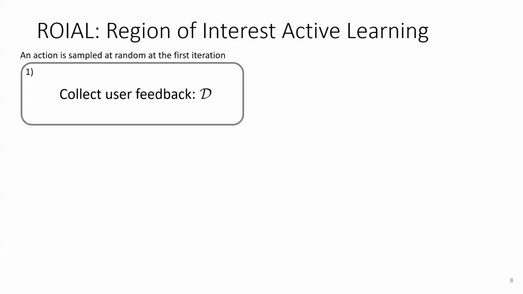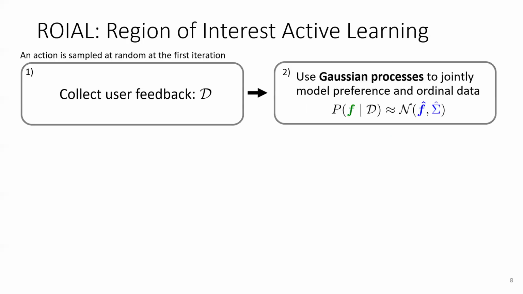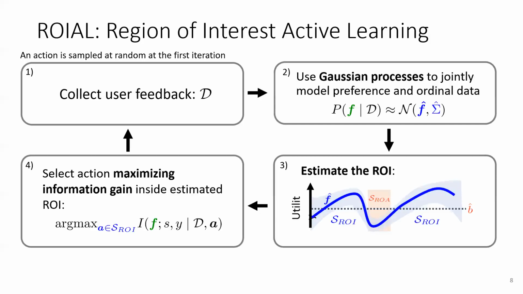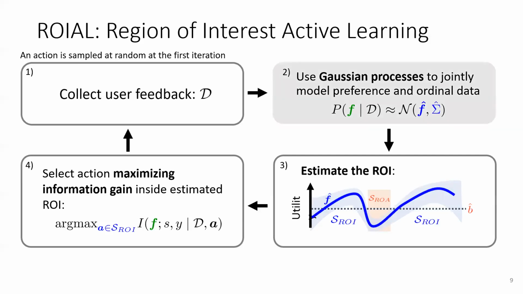At each iteration, we first collect the user feedback on the sampled action. We use a Gaussian process to jointly model preference and ordinal data. Then we estimate our region of interest using the posterior and select the action that maximizes the information gain inside the estimated region of interest. First, I'm going to talk about how we use Gaussian processes to model the utility function from the user's preference and ordinal feedback.